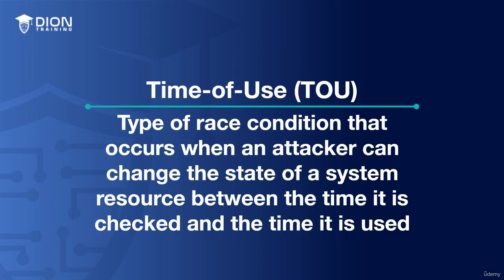Second, we have a time of use vulnerability. Now, a time of use vulnerability, known as a TOU vulnerability, is a type of race condition that occurs when an attacker can change the state of a system resource between the time it is checked and the time it is used. This is similar to the time of check vulnerability, but it focuses more on the time that the resource is used instead of focusing on the time that the check was conducted.